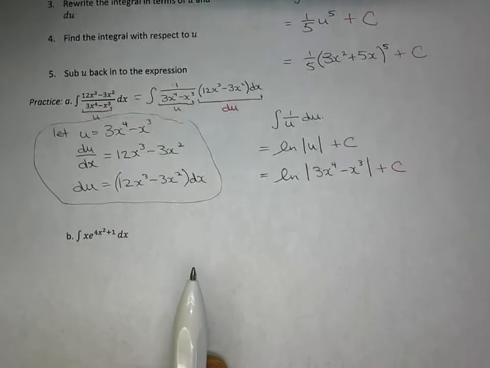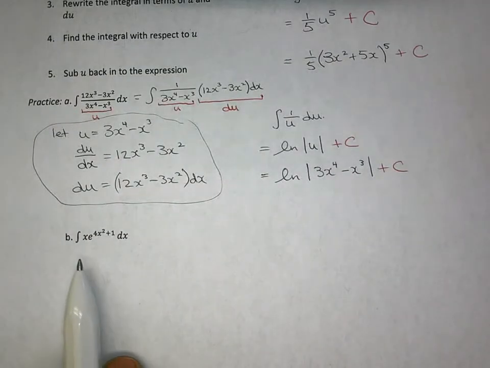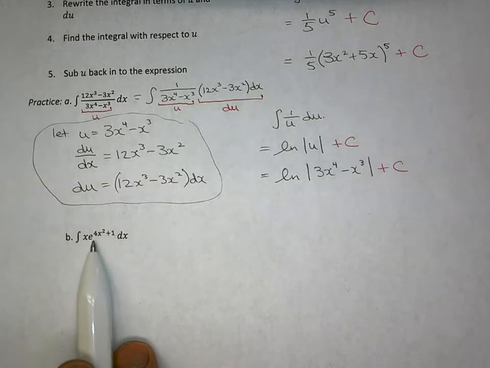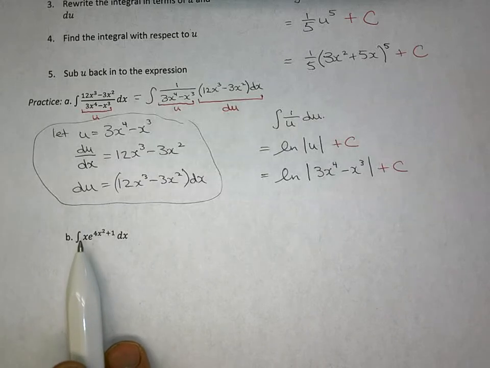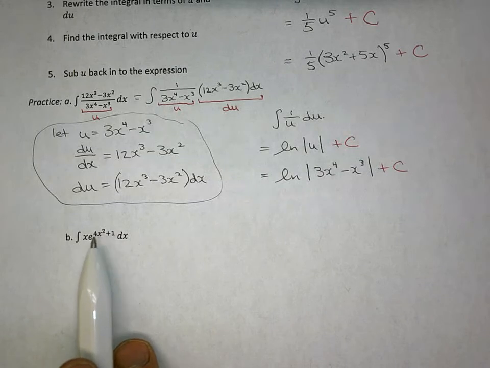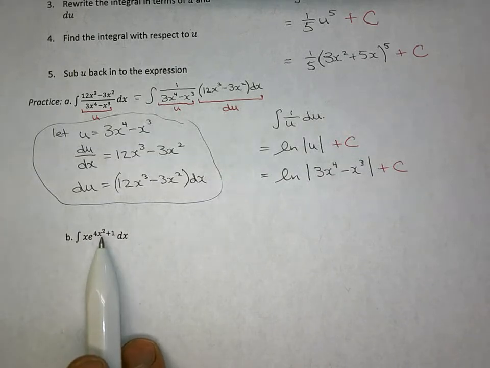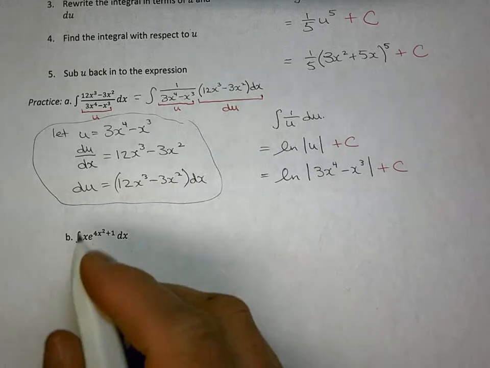Okay, let's do one more question. Integral of, product rule. This looks like a product rule situation. And we know that we can't integrate product rule. So probably this is something very convenient, where the derivative of this leads to that. So you might be able to figure this out on your own. Let's try doing it with substitution.